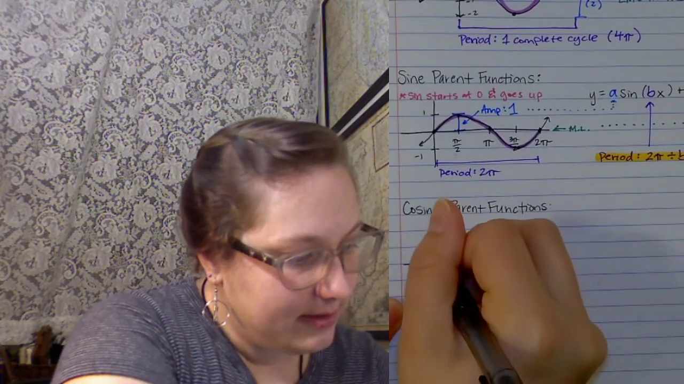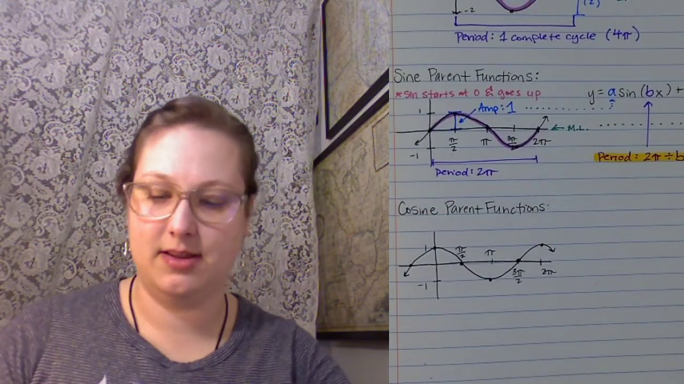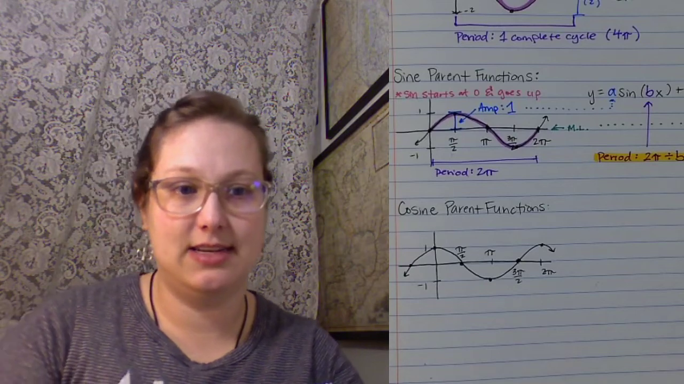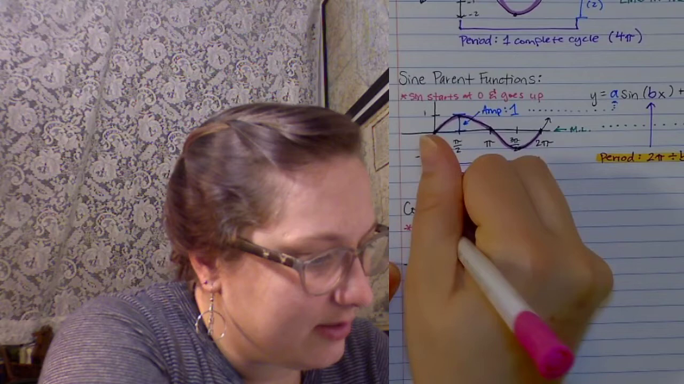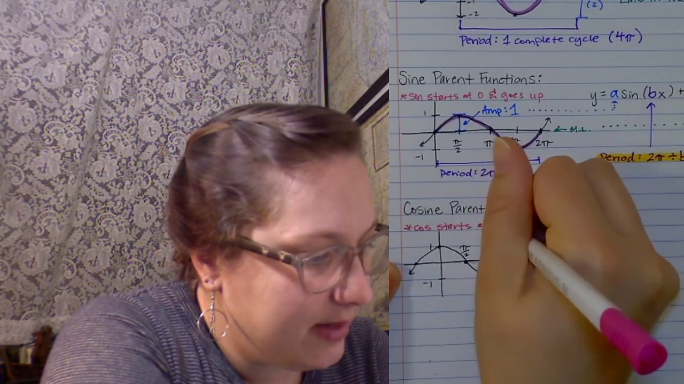You see why I said the very first one was a cosine function? Because it starts at 1 and comes down. And I'm going to write that underneath it just like I did with the last one. Cosine starts at 1 and goes down.